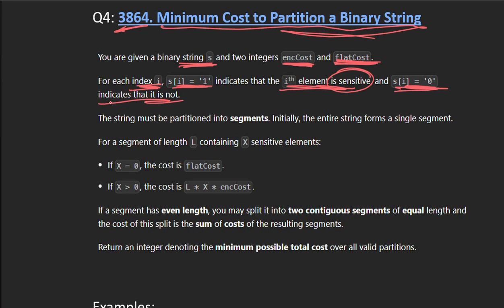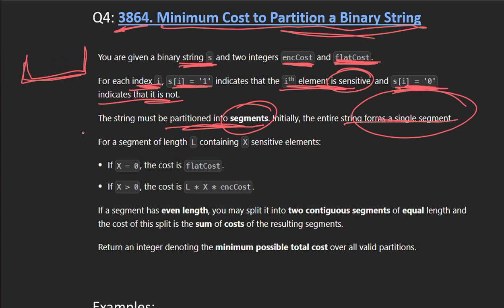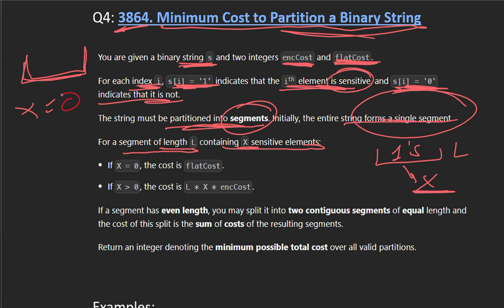What we have to do is partition the string into different segments. Segments means smaller parts, and initially the entire string forms a single segment. We have to check for a segment of length L. Suppose we are given a segment whose length is L, and the number of ones in it is x, where a one is a sensitive element. If x is equal to 0, then the cost of this segment is flat cost.